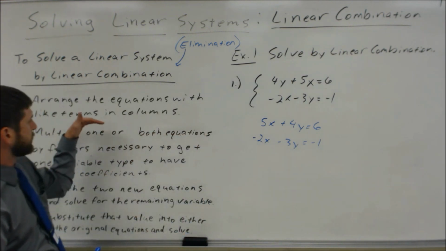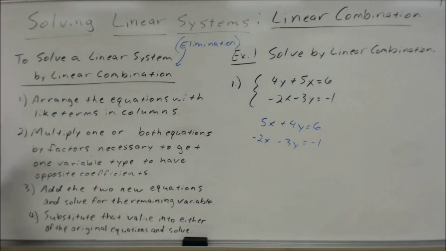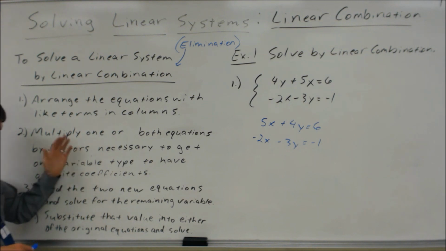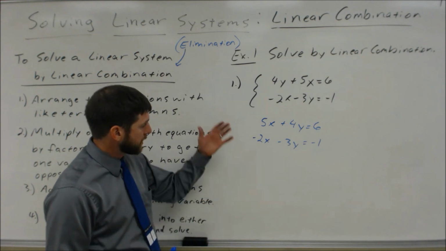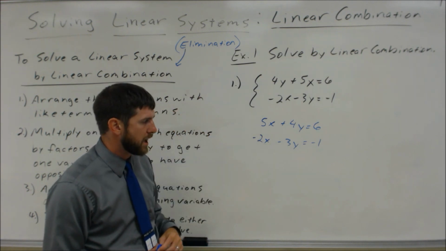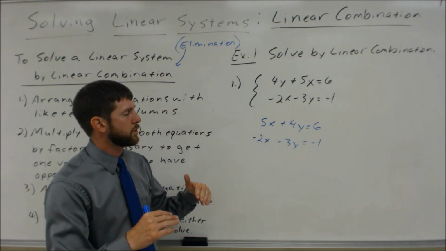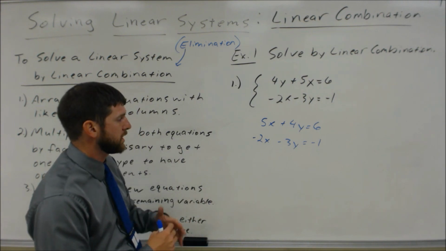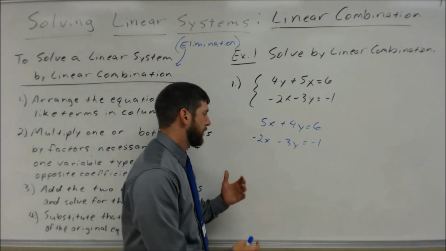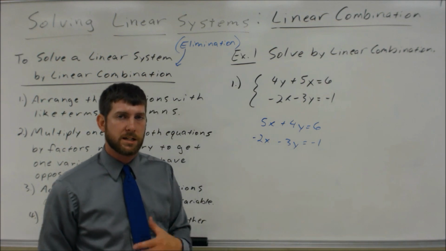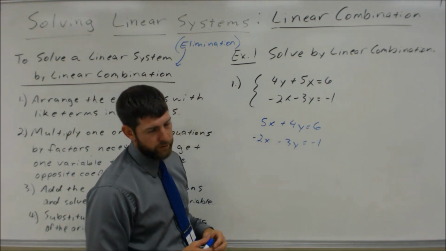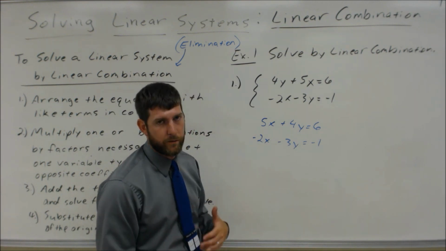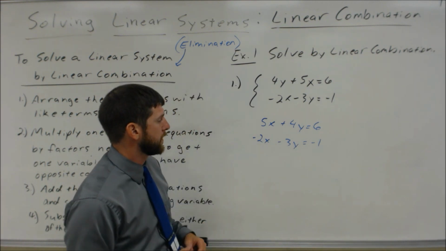From there, after we've arranged them in columns, we multiply one or both equations by factors. Pick a variable to get rid of. I want to get rid of my x's or my y's. It doesn't make a difference which one you pick; you're going to get the same solution in the end. If you think 5 and 2 is very easy to get a least common multiple for, then go with it. If you think 4 and 3 is easiest for getting opposite coefficients, then you go with it.